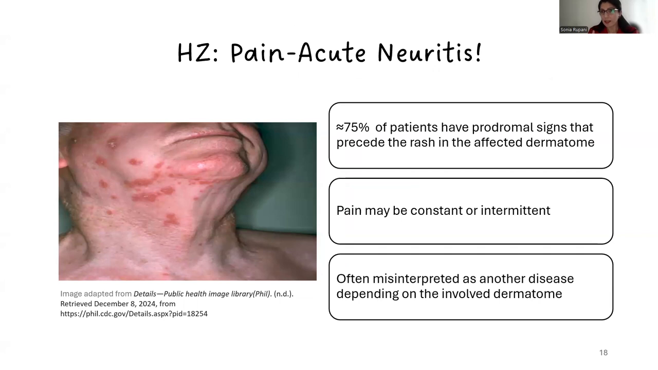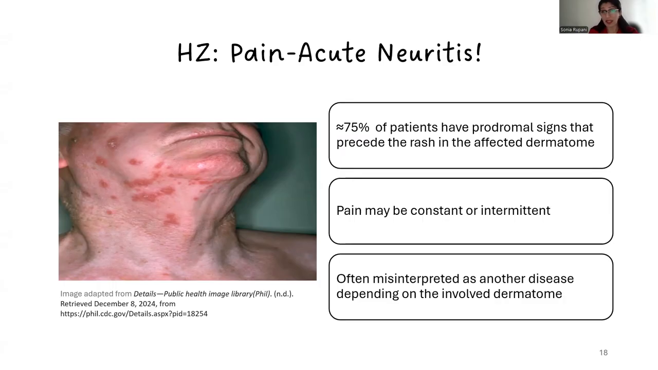This pain is referred to as acute neuritis, and about 75% of patients who have herpes zoster will experience it. Like I mentioned, it could be constant pain or intermittent, where they have the pain and it's gone, or it's a little mild and then it's really bad again. Everybody will have a different presentation, but about 75% of patients will have this prodromal sign 2 to 3 days before the lesions are seen.